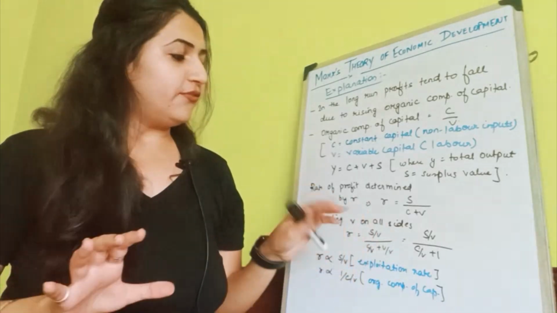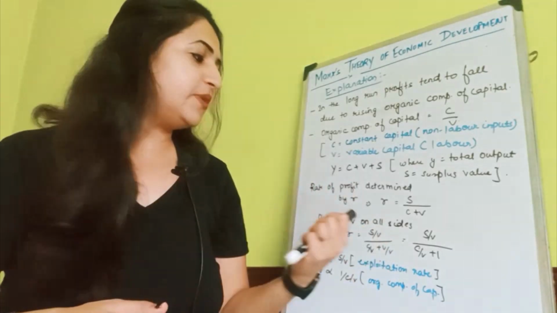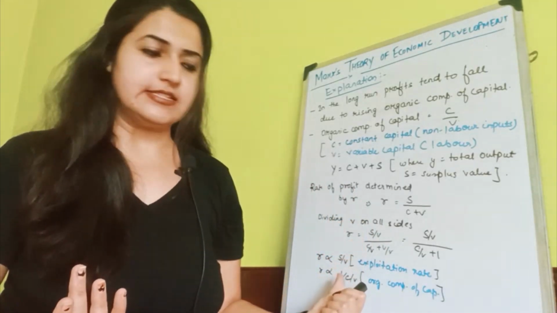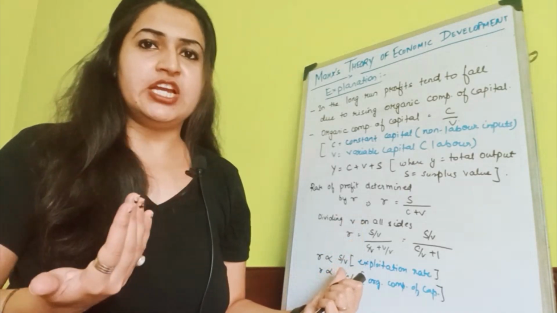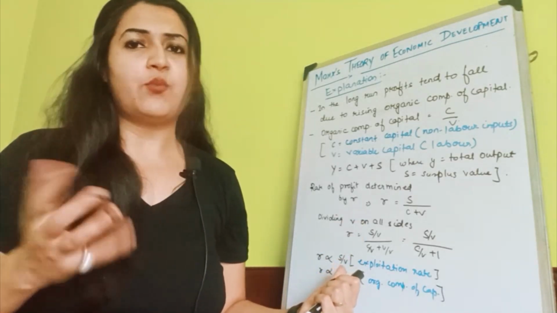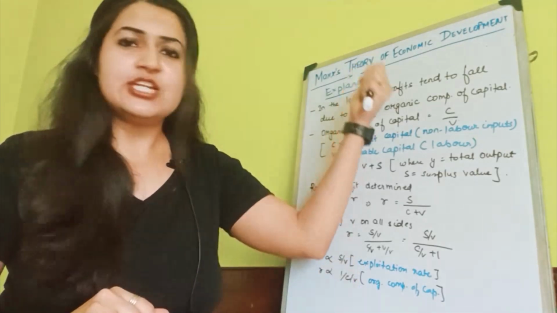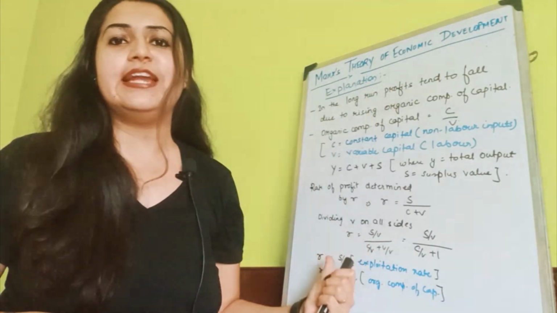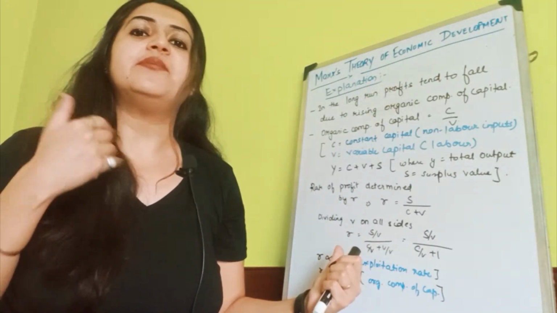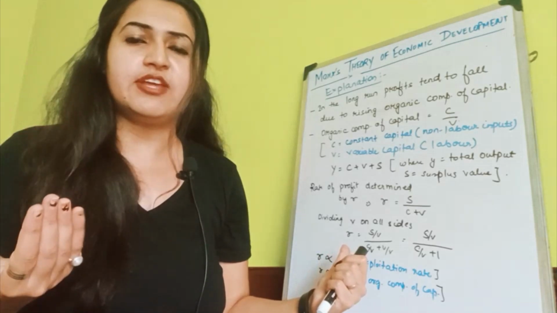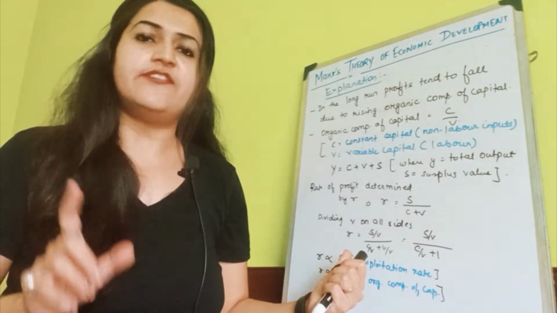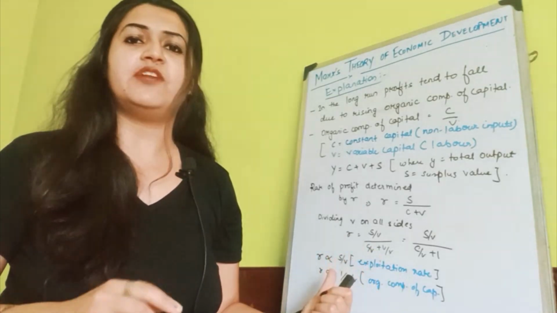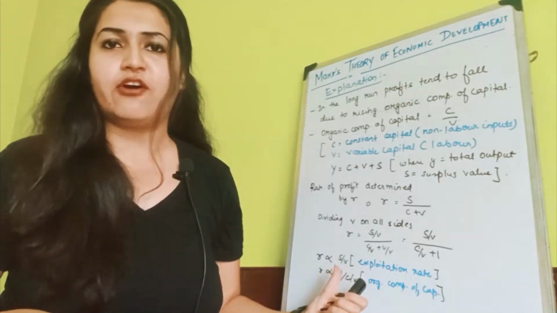So from this equation, we can infer the relationship between the rate of profit and the organic composition of capital, which is inversely related. Like if the rate of profit increases, organic composition of capital decreases and vice versa. On the other hand, according to Karl Marx, S/V is the exploitation rate and it is directly related to the rate of profit. That means if the profit increases, the exploitation also increases and vice versa. So there is a positive relation between the rate of profit and exploitation rate, and there is a negative relation between organic composition of capital and the rate of profit.